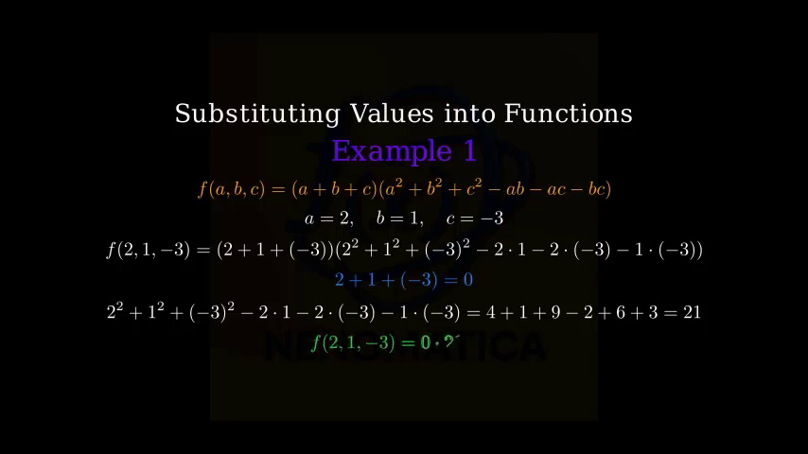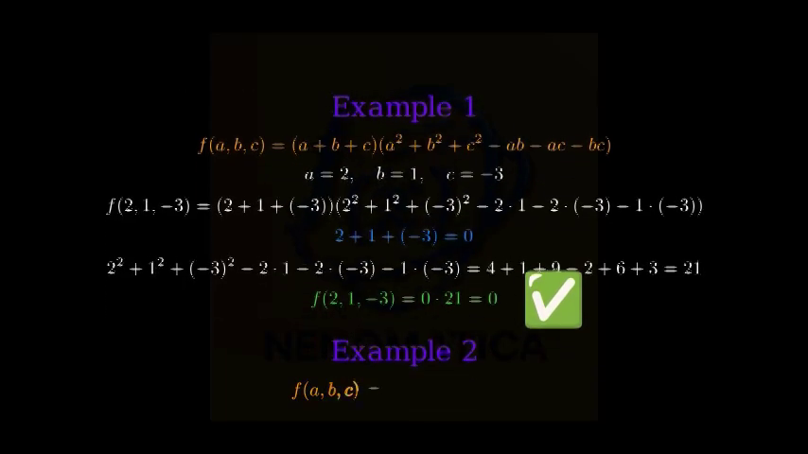Now, we multiply the two parts together. Since the first part equals 0, and 0 multiplied by any number is 0, our final answer is 0. Now, let's move to our second example.